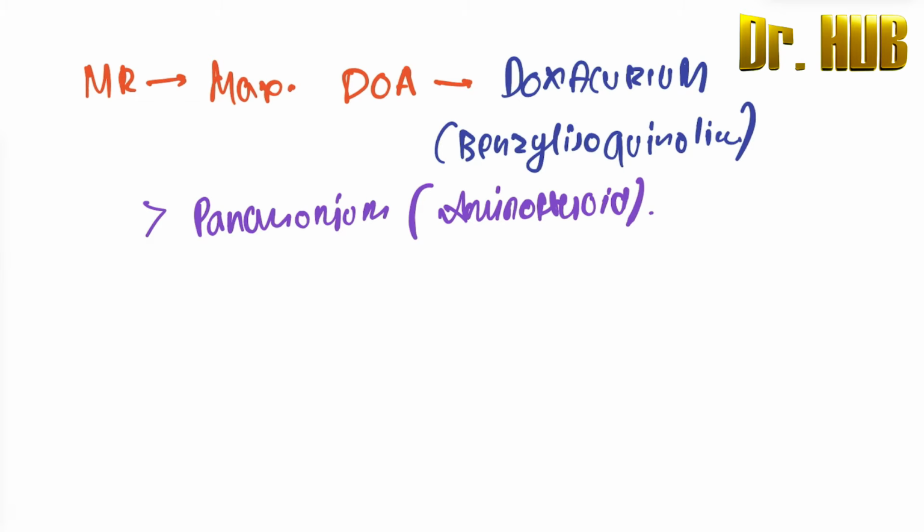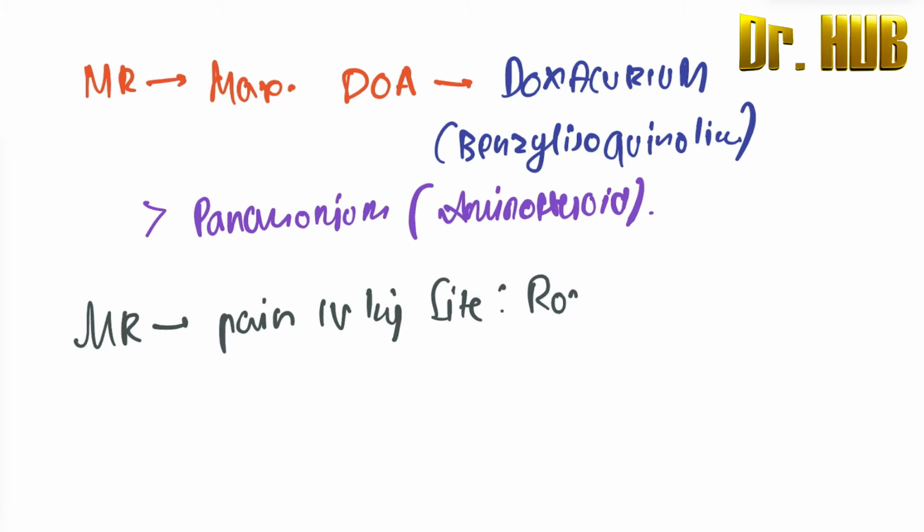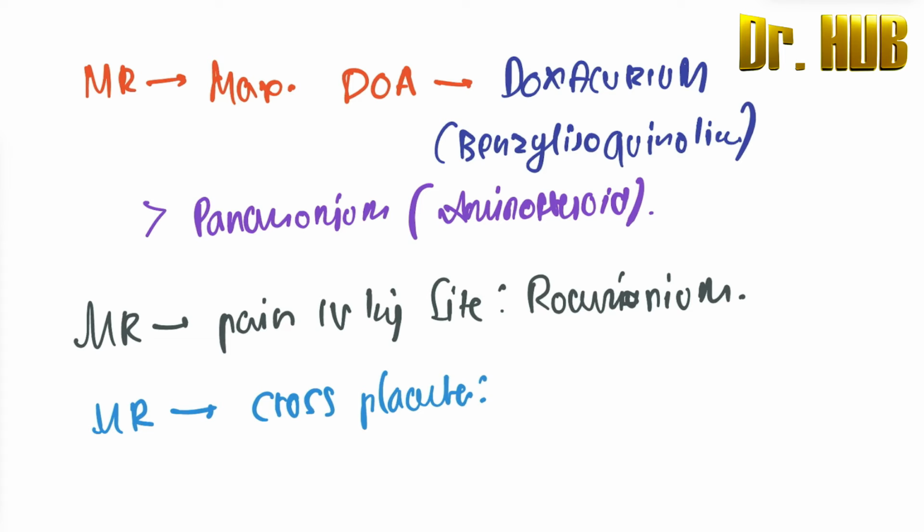Now the muscle relaxants causing pain on IV injection. The muscle relaxant which causes pain at the IV injection site is rocuronium. Next is the muscle relaxant which crosses the placenta. What crosses the placenta? It is gallamine. Gallamine is the one which crosses the placenta.